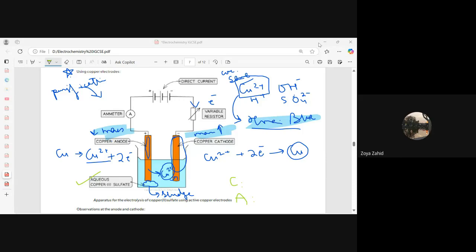Miss, can you repeat your question? If the electrolyte remains the same, you have the same aqueous copper 2 sulfate as an electrolyte, however, the copper cathode and copper anode are replaced by carbon anode and carbon cathode. Okay, so you have inert electrodes now. What will be the reaction at both of these electrodes? Do you think that there will be any difference in the products which are formed?